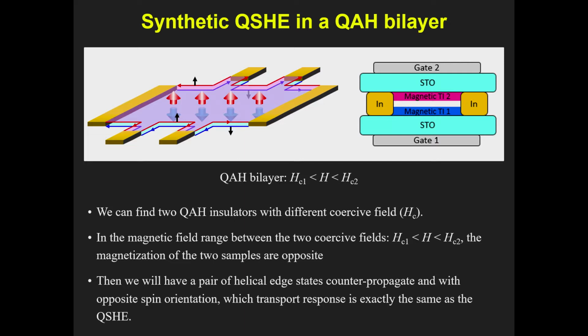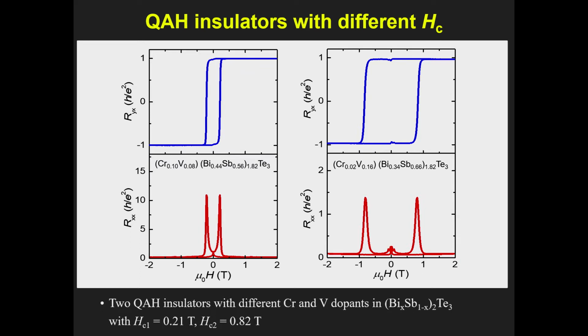Then the next question is, how do we control the coercive field of magnetic TI? So in recent years, it has been found that chromium and vanadium doping into bismuth antimony telluride can both realize the quantum anomalous Hall effect, but they have very different coercive fields. Again, by mixing them together, we can actually tune the coercive field almost continuously. So in this experiment, we have a chromium-rich sample, which has a smaller coercive field, about 0.2 Tesla, and the vanadium-rich sample, which has a coercive field around 0.8 Tesla. They both have very nice quantum anomalous Hall effect.